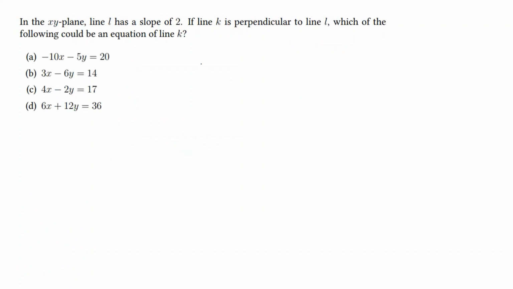We have another line, this time with slope 2. K is now perpendicular to line L. A perpendicular line has a negative reciprocal slope. Since we know that line L has a slope of 2, the negative reciprocal slope will be -1/2.